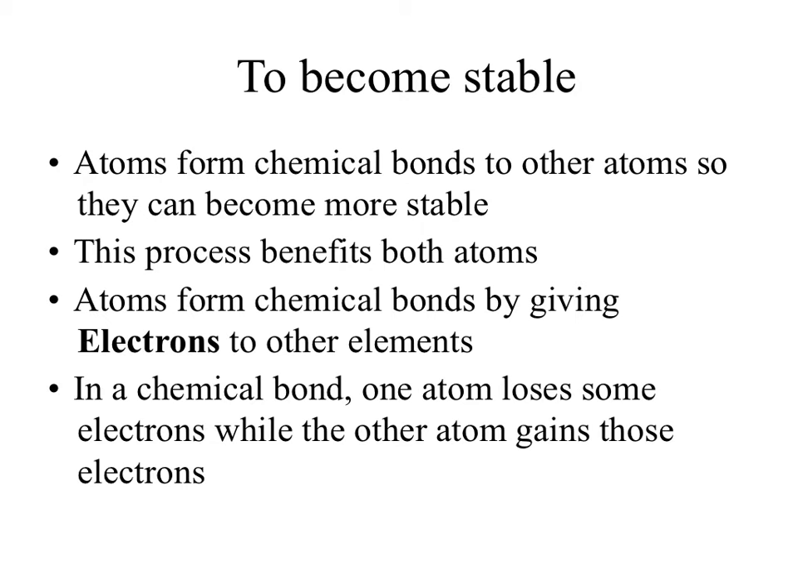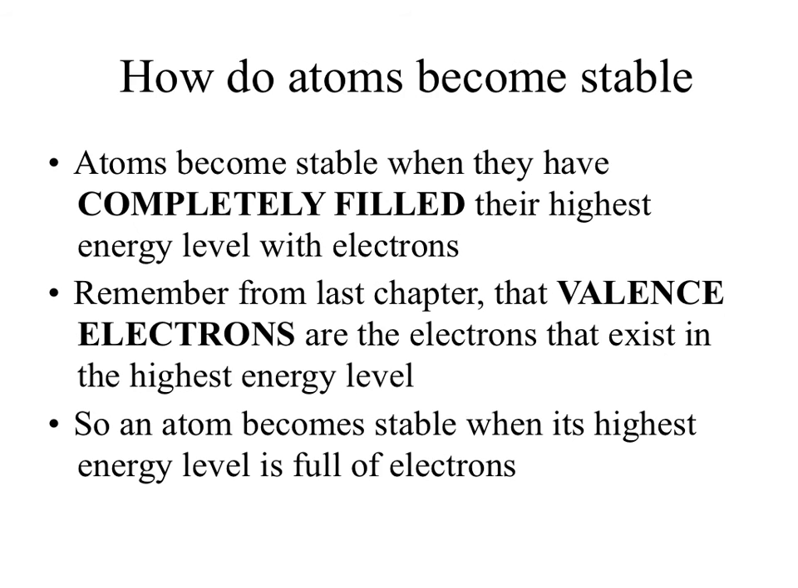So when we look at table salt, it exists as NaCl, where one electron has been transferred from sodium to chlorine. Sodium is that +1 charge, chlorine being the -1. The overall compound, though, is going to be neutral, because we have to account for all those electrons. So again, in order to become stable, they have to completely fill their highest energy level with electrons.